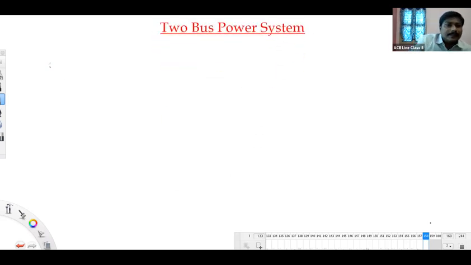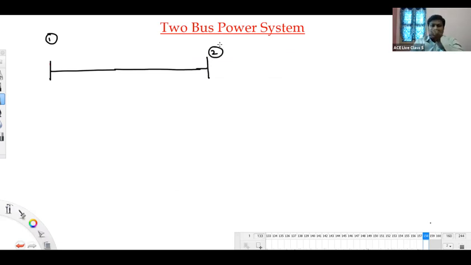Look at this. See, this is bus 1. We are calling it bus 1, and it's connected to bus 2. See, the complete analysis, whatever I am doing from this point onwards, will be the approximate study only. Approximate study means this is having only series reactance.